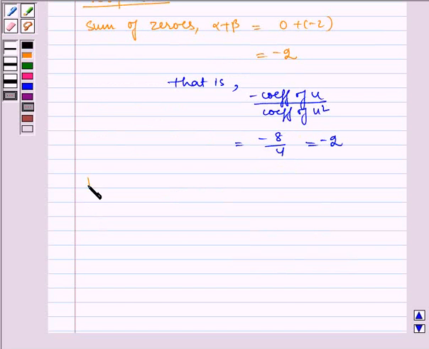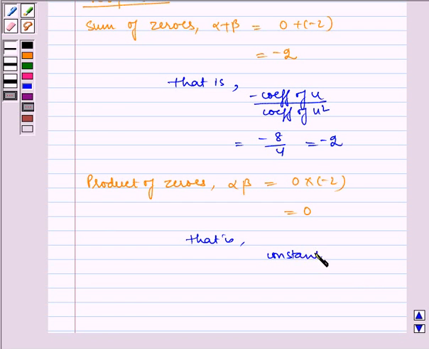Similarly, product of zeros, that is alpha beta, is equal to 0 into minus 2, that is equal to 0, that is constant term divided by coefficient of u square, which is equal to 0 by 4, which is equal to 0.